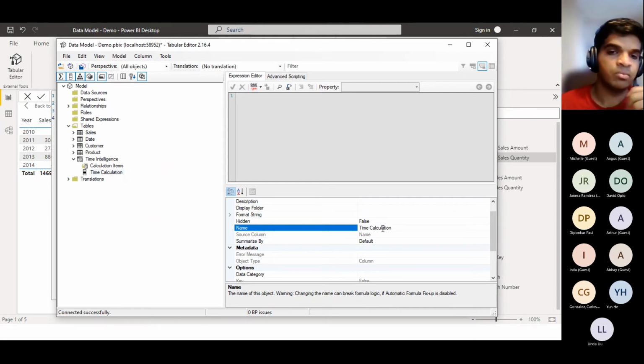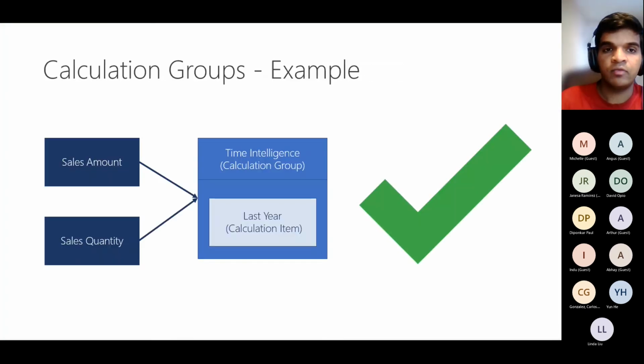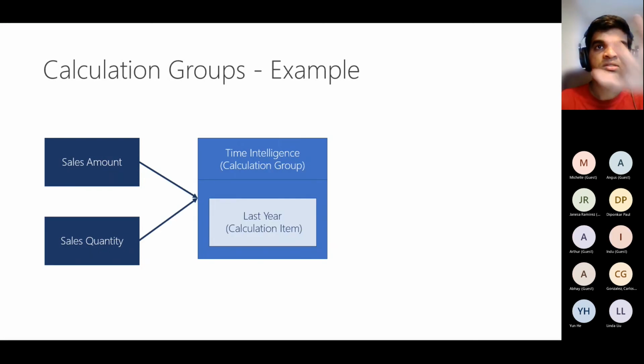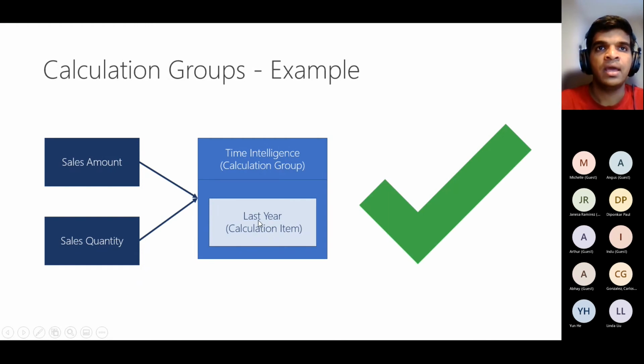And next up is the most important thing. I want to make sure that I do have the calculation items in place. In this particular use case, we have a single calculation item. If I head back into the slide deck once again and show you around this particular solution that you can see on the screen right now, you can see last year is a calculation item. We had already created the calculation group time intelligence, and we want to create the calculation item last year inside this calculation group. So how do we do that?